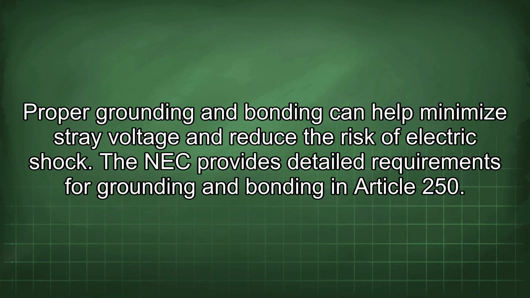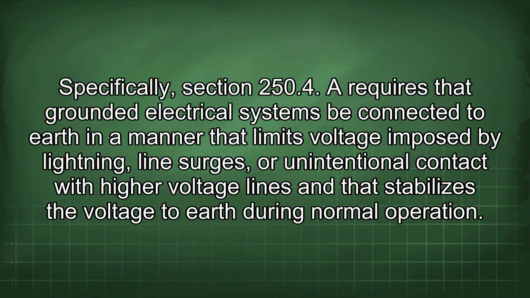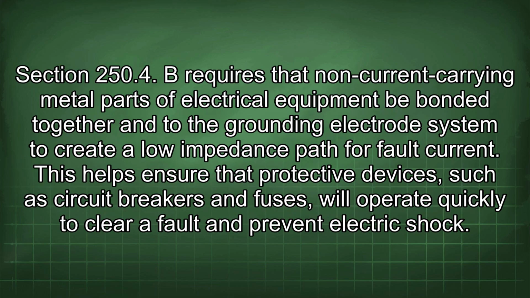The NEC provides detailed requirements for grounding and bonding in Article 250, specifically Section 250.4. It requires that grounded electrical systems be connected to earth in a manner that limits voltage imposed by lightning, line surges, or unintentional contact with higher voltage lines, and thus stabilizes the voltage to earth during normal operation. Section 250.4 B requires that non-current carrying metal parts of electrical equipment be bonded together into the grounding electrode system to create a low impedance path for fault current.